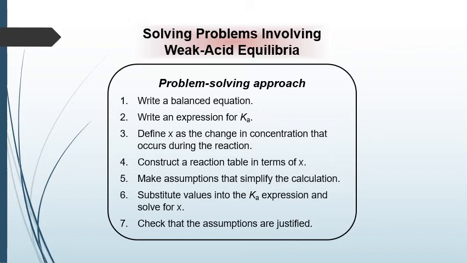So the first thing, write out your balanced equation for the ionization or dissociation of the acid. Write out your expression for Ka, and then we want to define X as the change in the concentration that would occur during the reaction. So think about your RICE table, and then make assumptions that will simplify the calculation. Again, this part right here is referring to your 5% rule.